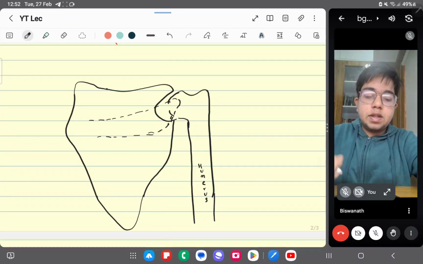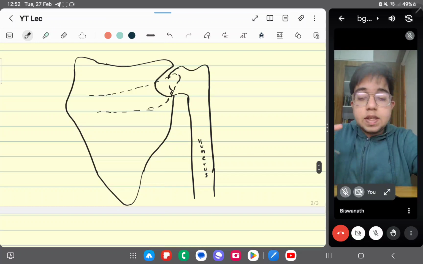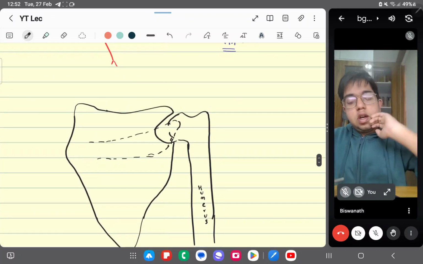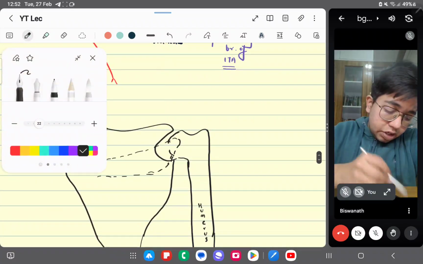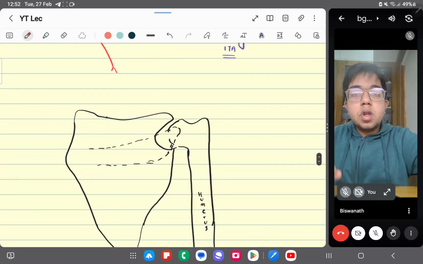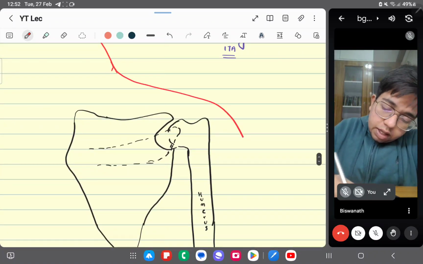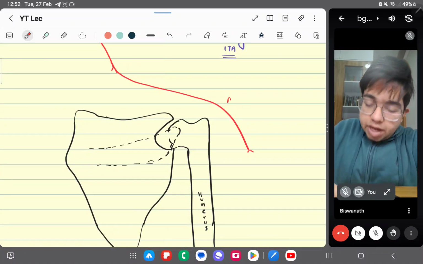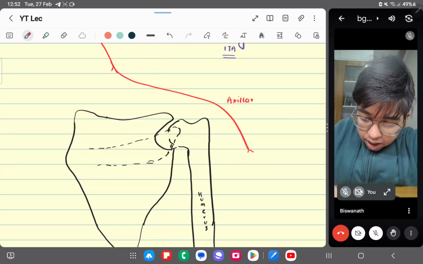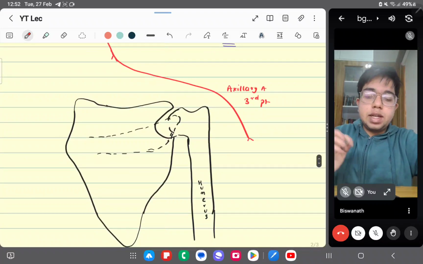This is the humerus. And this whole area is the scapula and the humerus. So what is happening, I'll show you. Let me take the third part of this axillary artery which we have. This is the axillary artery, third part.